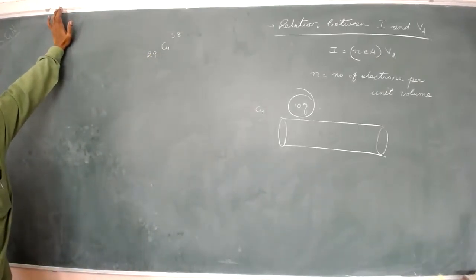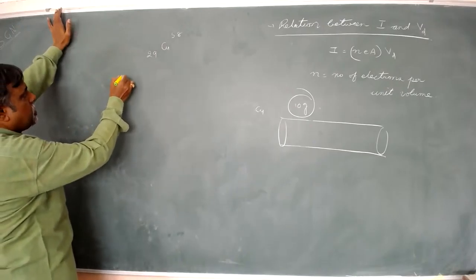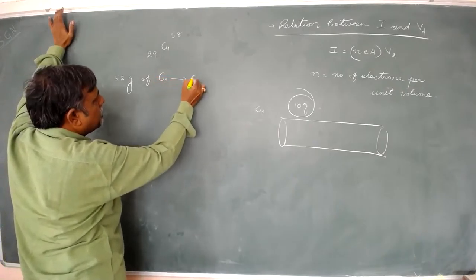Say 50H. Of course, copper has isotopes, so 16 will be there, 64 also is there. 29 copper, 64 is also. But take 58, the primary, basic one. Okay, so what does it mean? 58 grams of copper contains how many?